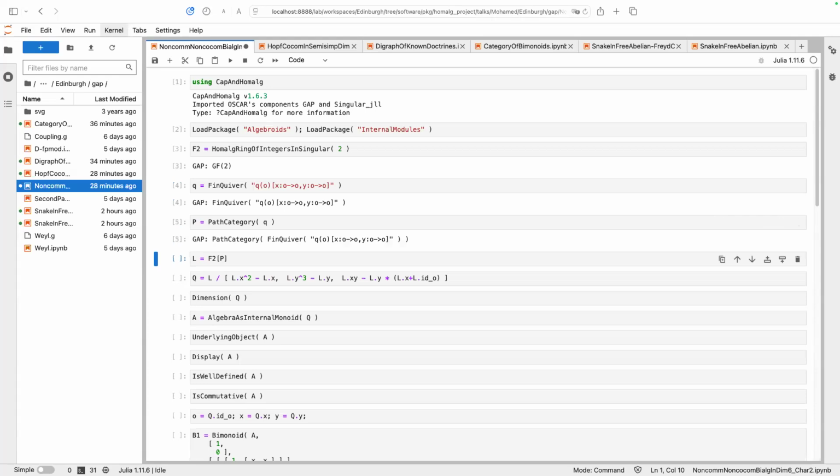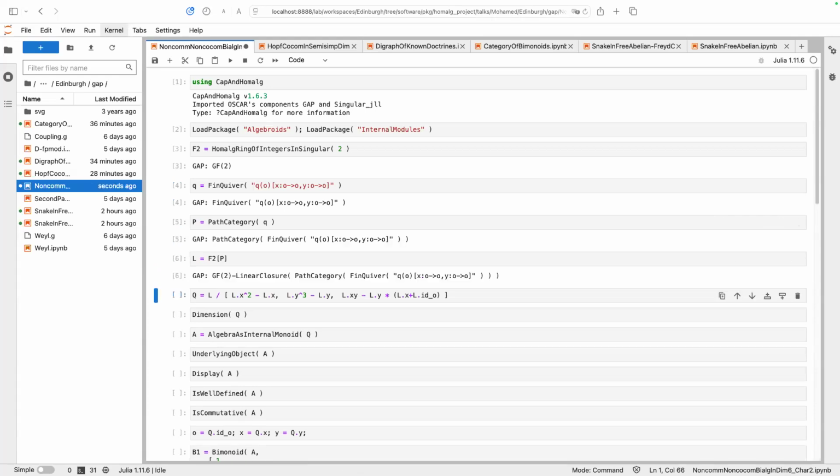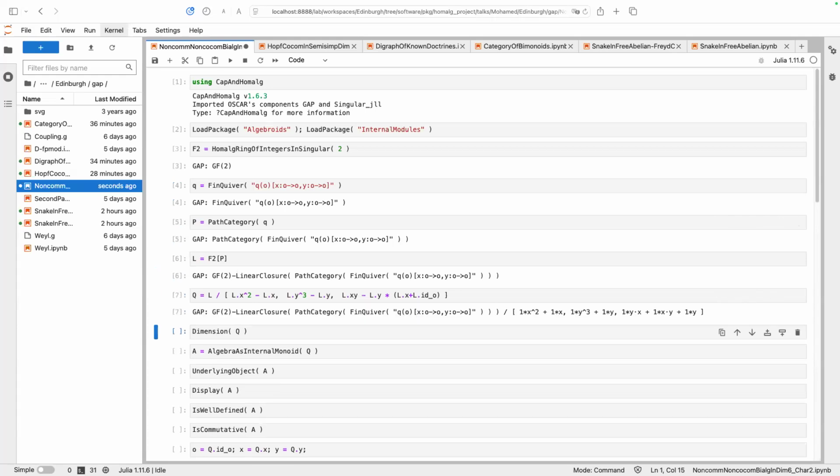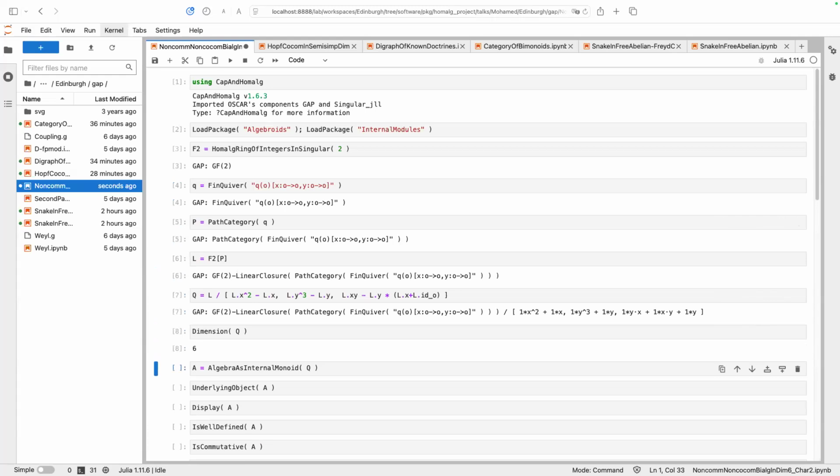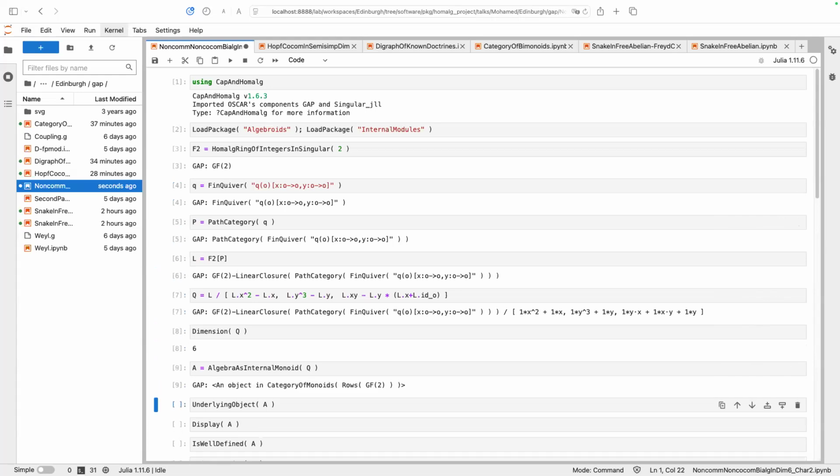This is just the free monoid on 2 generators. And this is the linearization of this monoid. So now the monoid algebra. And this is, of course, infinite dimensional, but if we take this quotient, the dimension becomes 6. And this is exactly the algebra I just showed you. So now I can view it as an algebra internal to the category of vector spaces.